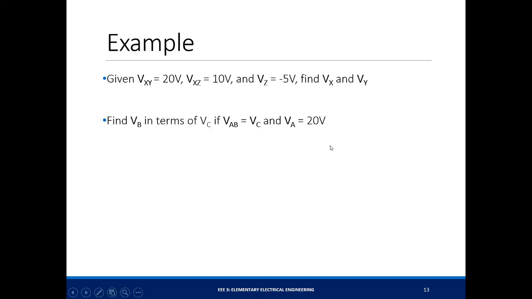So, example: given Vxy equals 20 volts, Vxz equals 10 volts, and Vz is equal to negative 5 volts, find the absolute value of Vx and Vy. So let's try to solve that.